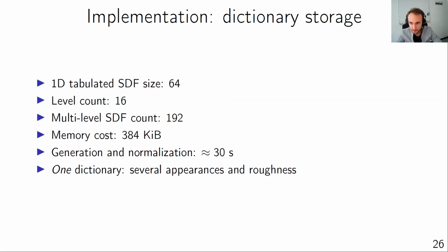Now I will address the subject of the dictionary storage. Each 1D distribution is stored in an array of size 64. There are 16 distribution levels and 192 multiscale distributions in the dictionary. The memory cost is therefore 384 KB. Generating and normalizing the distributions takes approximately 30 seconds. The generation is done only once, because once a dictionary is generated, it allows for multiple appearances and roughnesses.